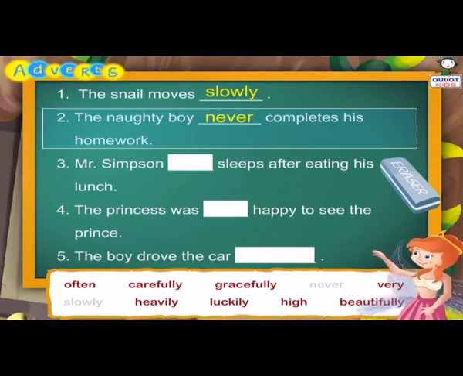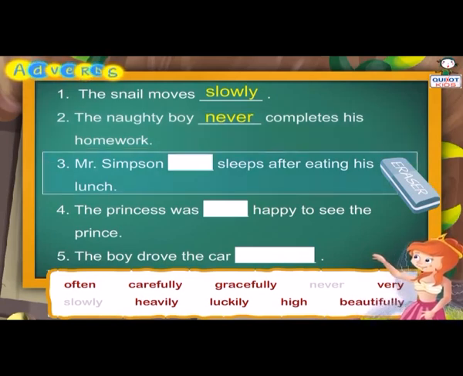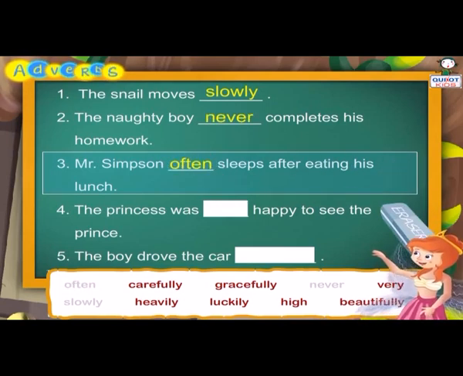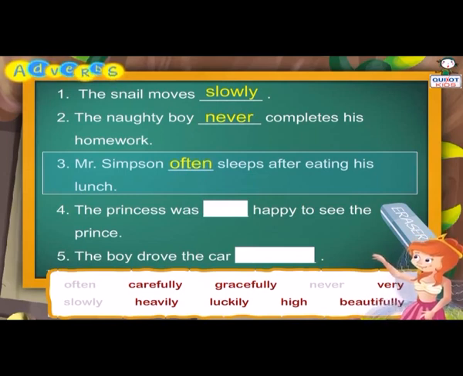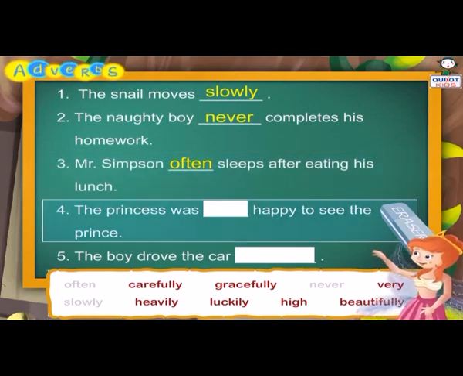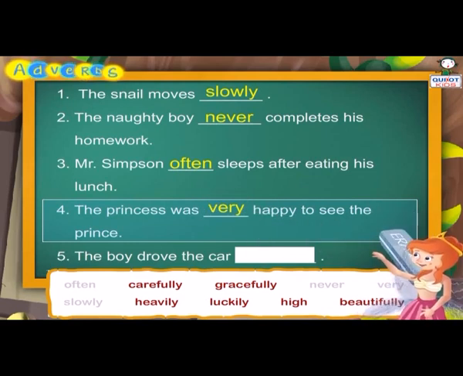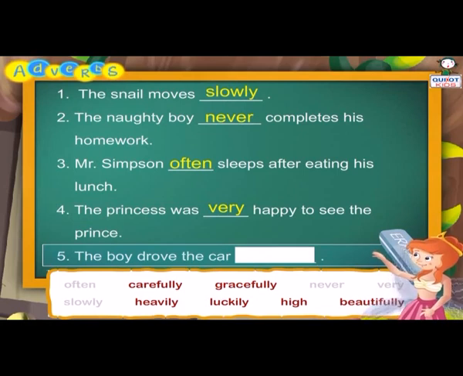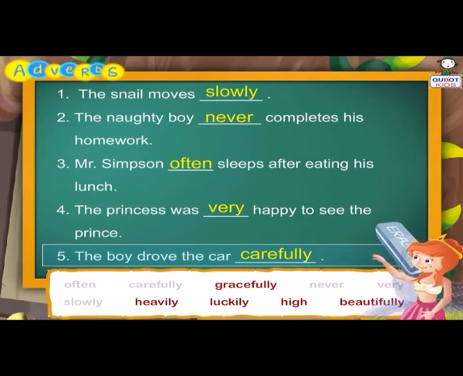Never is the adverb. Mr. Simpson dash sleeps after eating his lunch. Often, Mr. Simpson often sleeps after eating his lunch. Often is the adverb. The princess was dash happy to see the prince. Very, the princess was very happy to see the prince. Very is the adverb. The boy drove the car dash carefully. The boy drove the car carefully.